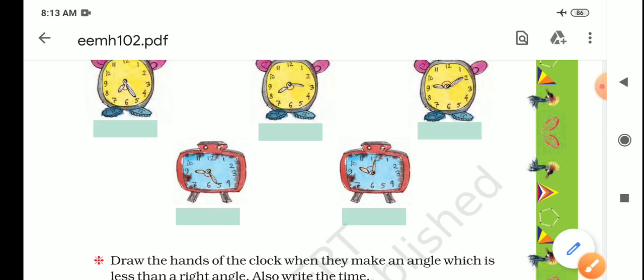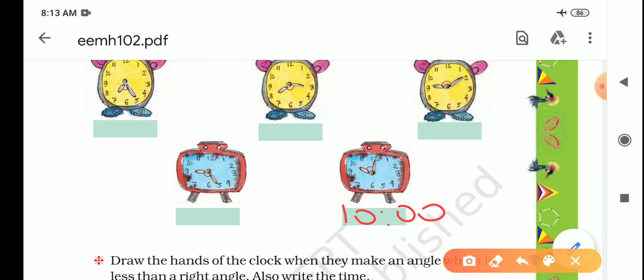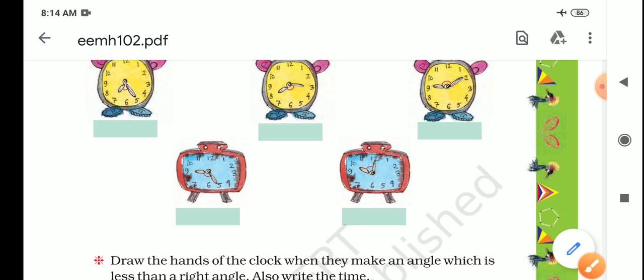Then next, in the fifth figure, in the fifth clock, timing is 10 o'clock. So you can write here 10:00. That means 10 o'clock. And which type of angle is this? It is less than 90 degrees. See here. So we will write here AA, or you may write angle less than 90 degree. That means acute angle. So see how easily we have solved this exercise with the help of different types of angles.